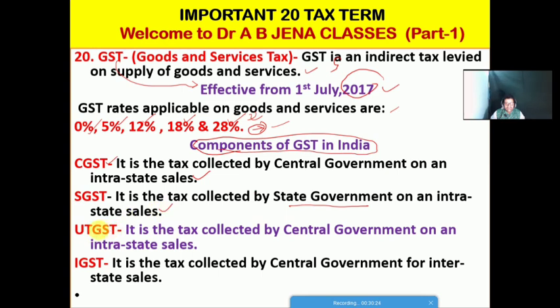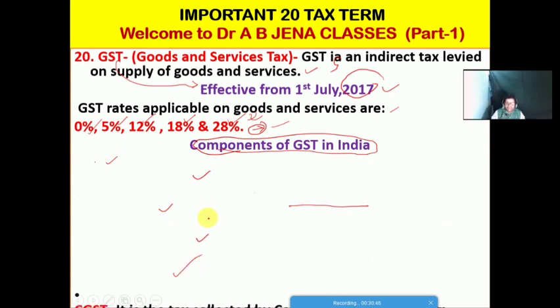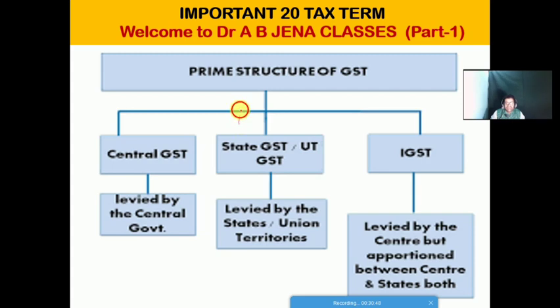Then UTGST, Union Territory Goods and Services Tax. It is the tax collected by the Union Territory government on intrastate sales. Then IGST, Integrated Goods and Services Tax. It is the tax collected by the central government on interstate sales. So that is the prime structure of GST: CGST, the central goods and services tax, SGST or UTGST, and the integrated goods and services tax.